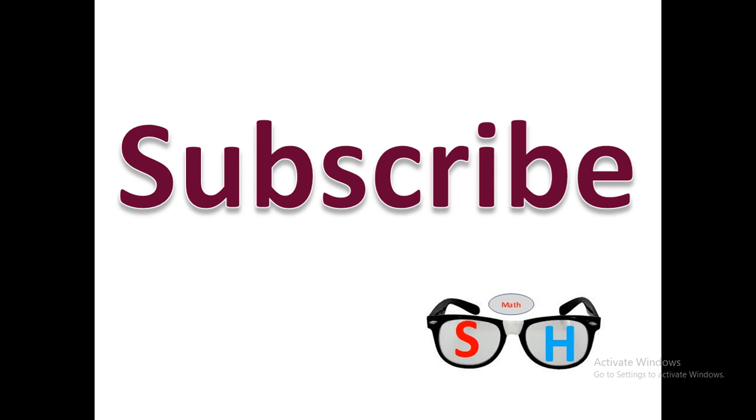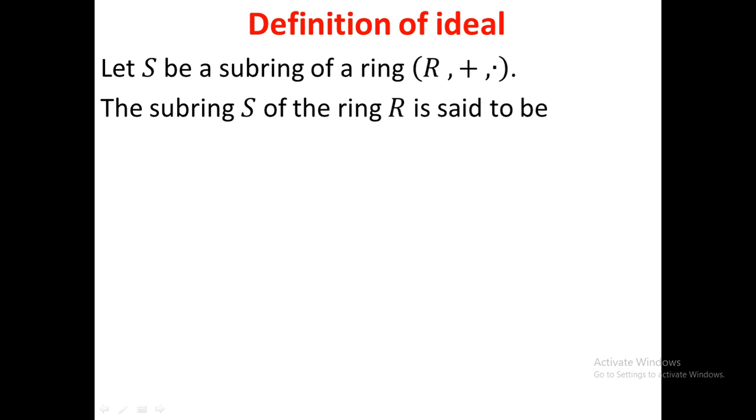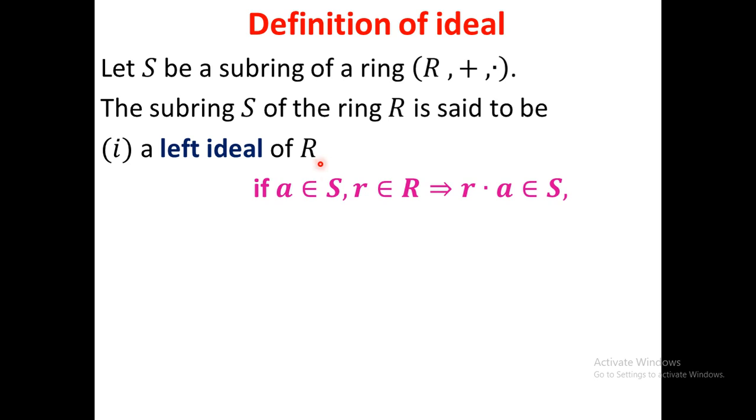However, before going to the main topics, intersection, union and linear sum, I remind you of the previous video, that is part 1. There I gave the definition of ideal. We consider a subring S of a ring R. Then it is said to be a left ideal if for any two elements, one from the subring and another from the ring, the multiplication of those two elements is in S, then it is called a left ideal.